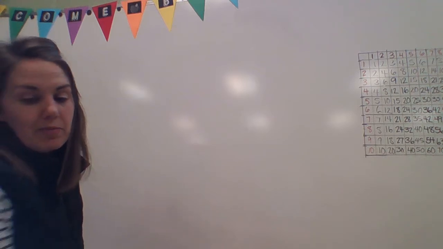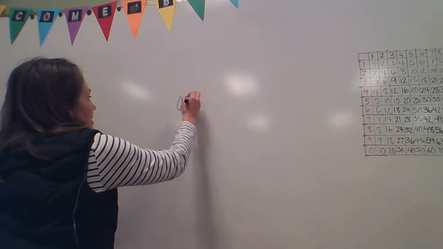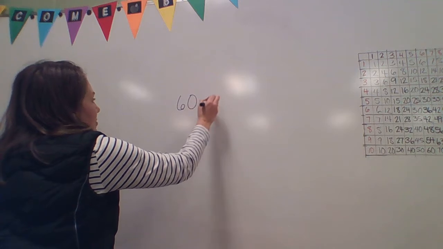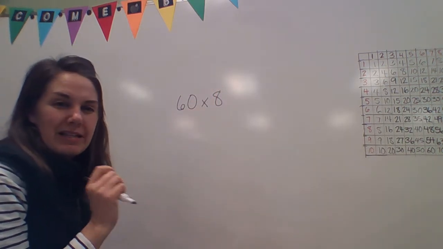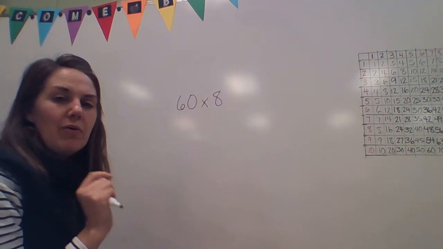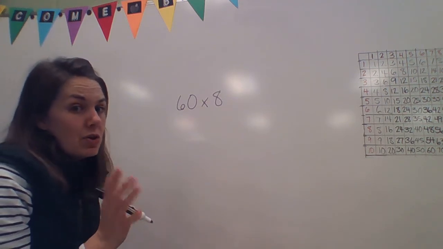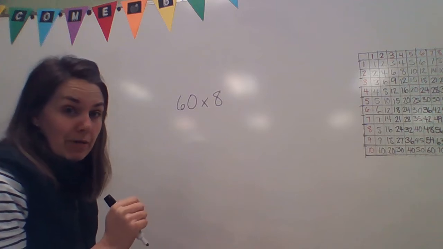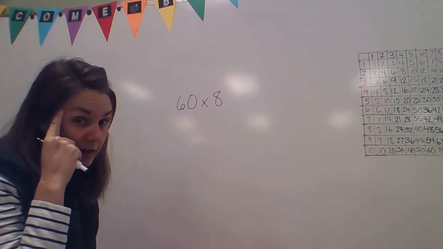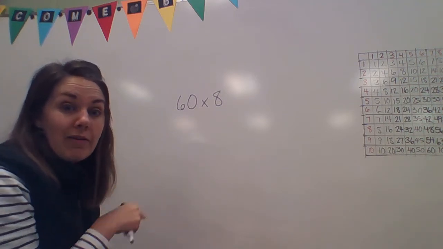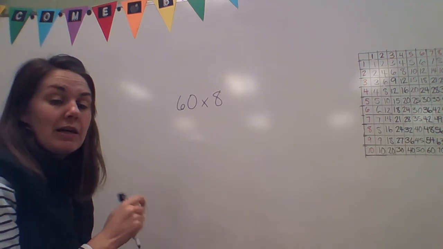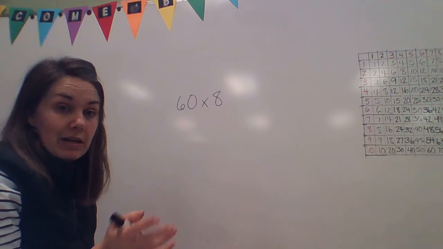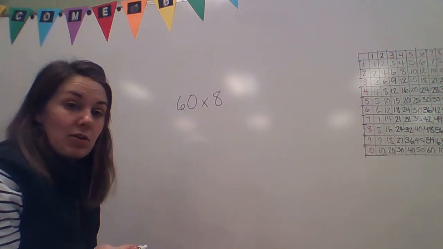Number 8 says we're going to multiply 60 times 8, and they want you to show your work. So anytime they say show your work, it's like giving me a window into your brain. How are you thinking about the problem? Your work may look different from my work, but I'm going to give you a window into my brain to think about how I've been approaching this problem, and then you can see if it matches your thinking. If we get the same answer, then you just might have a different approach, and that's totally okay.